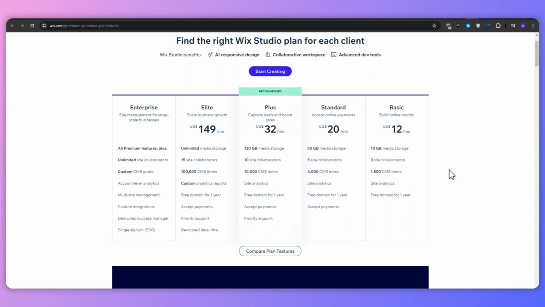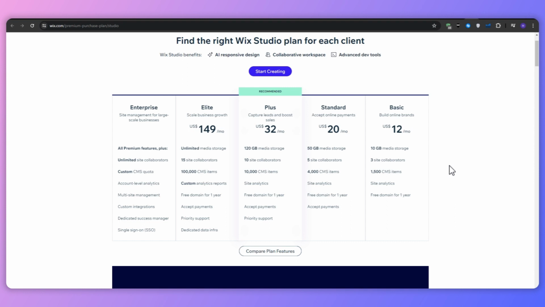This may involve optimizing your media files, using external storage services, or exploring custom enterprise solutions that can accommodate your unique needs. Moving on, let's talk about another significant aspect of the Wix Studio premium plans, which is the introduction of limits on CMS, or Content Management System, Items and Collections. These limits can impact the way that you structure and organize your website's content, so it's essential to understand their implications. CMS items refer to the individual pieces of content on your website, such as blog posts, product pages, or portfolio entries.